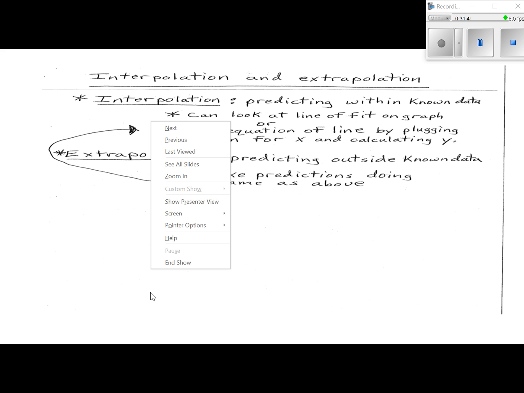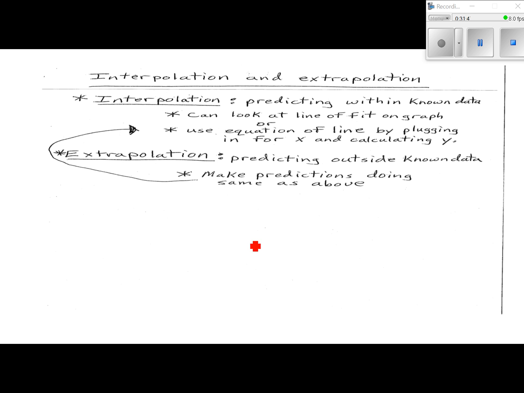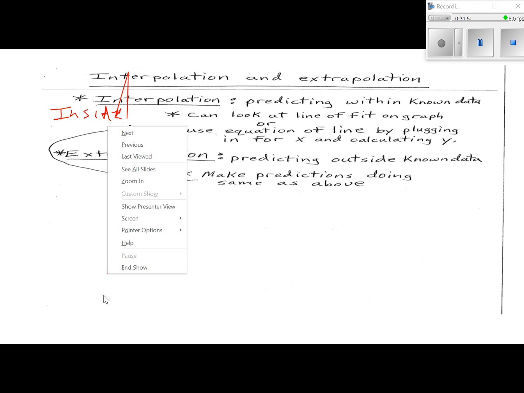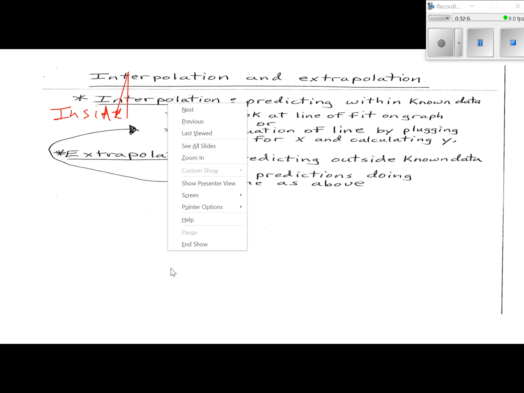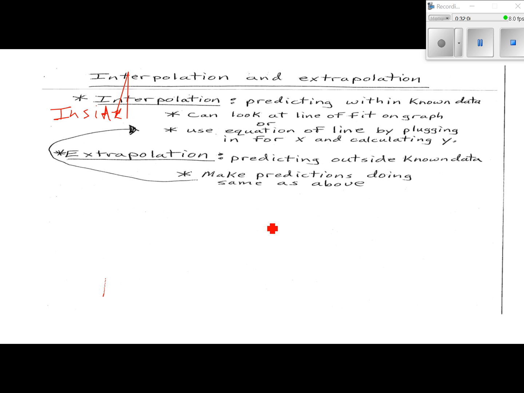So if you're inside the data that you were given, that's interpolation.